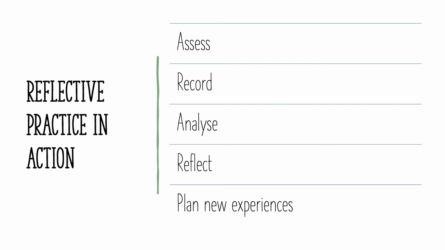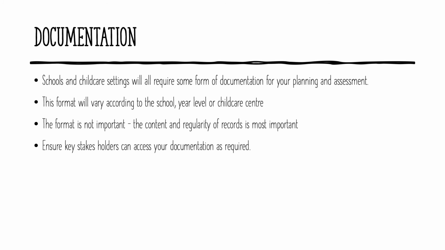So let's have a think. In chapter 4 that you had as your reading for this week, the reflective practice in action talks about this type of cycle where you want to assess, record, analyze, reflect, and then plan new experiences. It basically follows exactly the same format where you plan, you teach, assess, you reflect, you evaluate, and so on, and then you go back and do your planning again. So with that documentation, your assessment cycle has to be shown in your documentation.